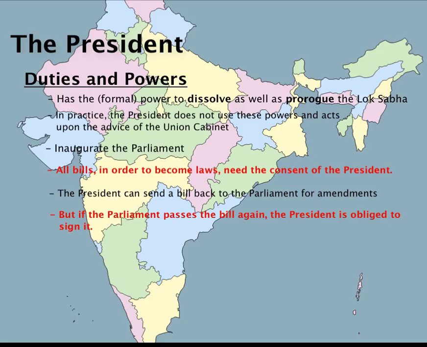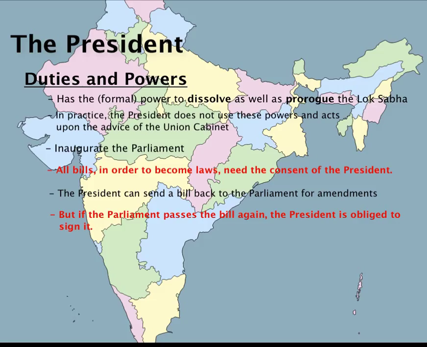The reason that money bills are an exception is because they can be introduced in the Lok Sabha only after the president's recommendation in the first place. So there's no point in him rejecting the bill or suggesting amendments to it afterwards, because it was his recommendation to bring the bill in the first place, or he was involved in the process. It was not his direct recommendation, but he was involved in the process which brought this money bill into the Lok Sabha in the first place.